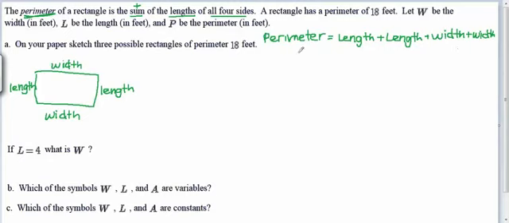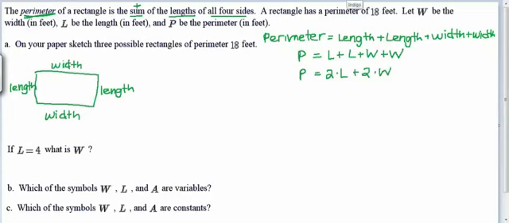If we want to write this as an equation with just symbols, we might say P equals L plus L plus W plus W. Or sometimes you'll also see it written as, notice there's two L's and two W's used, P equals 2 times L plus 2 times W. So there's some background on perimeter.